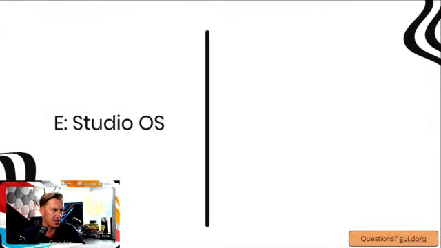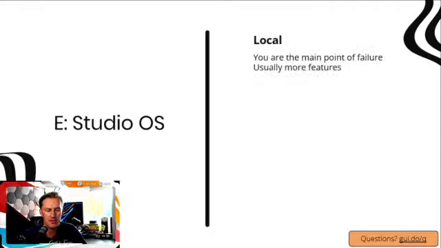So the studio operating system: you can do it locally. Which means that basically you become the main point of failure, but usually you'll have way more features if you have a studio tool. Way more powerful tools are available on your desktop than are in your browser. And what I mean by you're the main point of failure: if your tool crashes, or your complete system crashes, your live stream is done. It is the end.